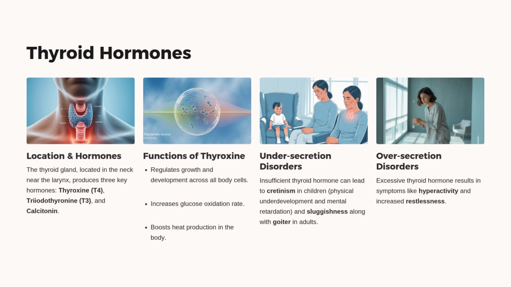Undersecretion disorders. Insufficient thyroid hormone can lead to cretinism in children, physical underdevelopment and mental retardation, and sluggishness along with goiter in adults. Oversecretion disorders. Excessive thyroid hormone results in symptoms like hyperactivity and increased restlessness.